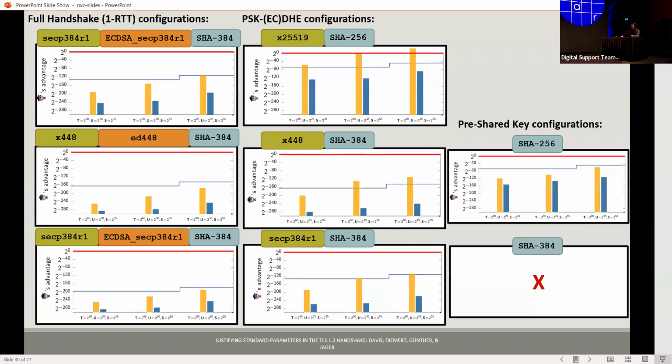Finally, we looked at pre-shared key only configurations, which don't involve a Diffie-Hellman group. And while we were able to achieve tighter bounds when the hash function is chosen to be SHA-256, for SHA-384, our methods failed, and we'll talk about why that happened closer to the end of the talk.